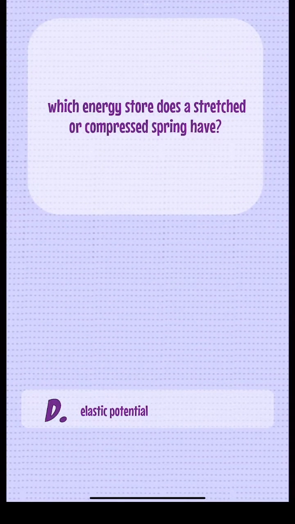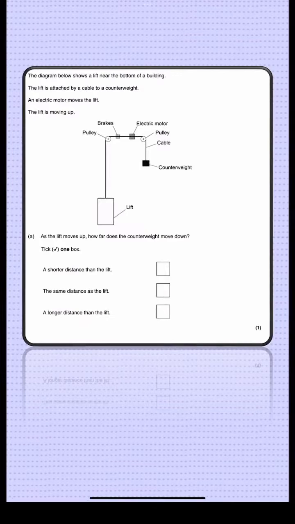Well done, guys. Okay, let's look at a quick exam question here. So we've got a multiple choice question. We've got a pulley and we've got a lift. So the lift is being pulled up by an electric motor and there's a counterweight here. This is just a weight that goes downwards as the lift goes upwards. Okay, so as the lift moves up, how far does the counterweight move down? So basically, if the lift moved up 10 meters, how many meters would the counterweight drop down?